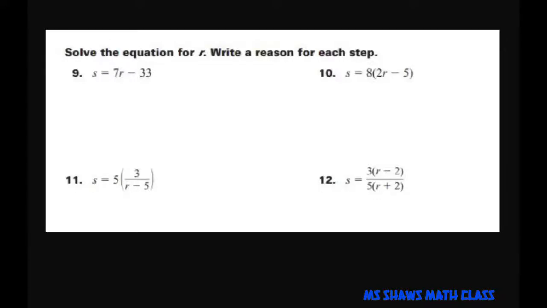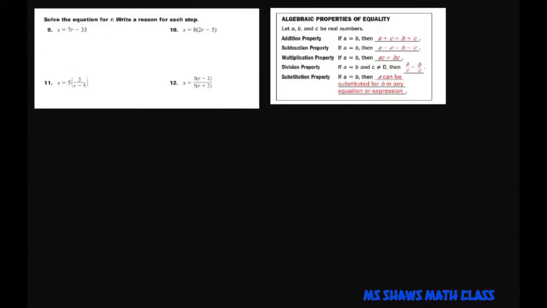Everyone, we're going to solve the equation for R and write a reason for each step on these 4 problems. So the first problem is S equals 7R minus 33. So what I'm going to do is add 33 to both sides to isolate R.